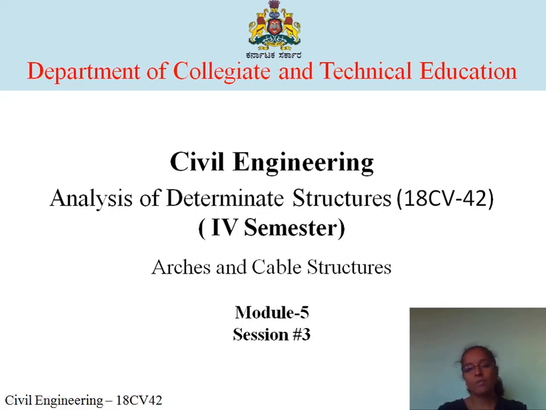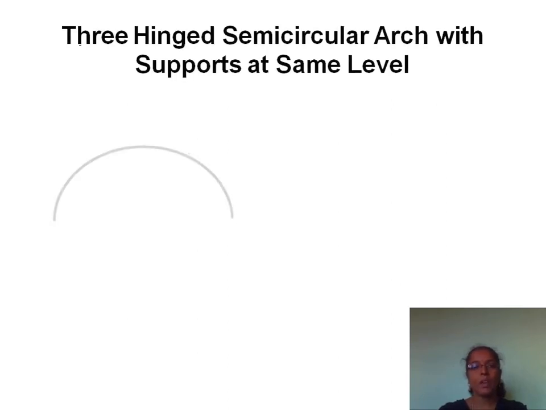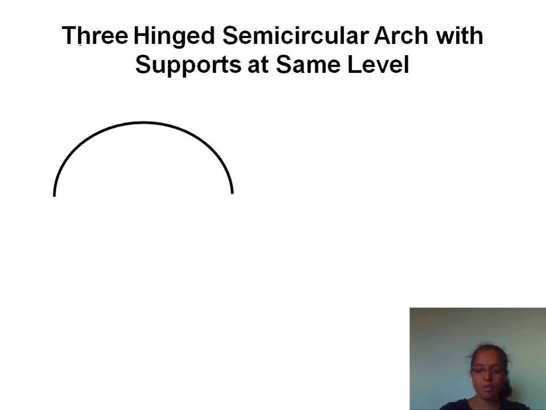So in the last session we discussed the analysis of segmental arches which support at the same level, and in this session today we are going to study or analyze a 3-hinged semicircular arch which supports at the same level. So a semicircular arch will be half of a circle with its hinges at the supports at both the springing levels as well as at the crown.